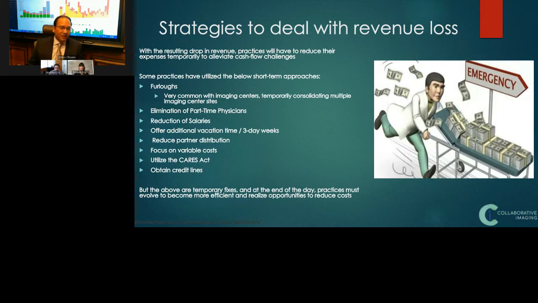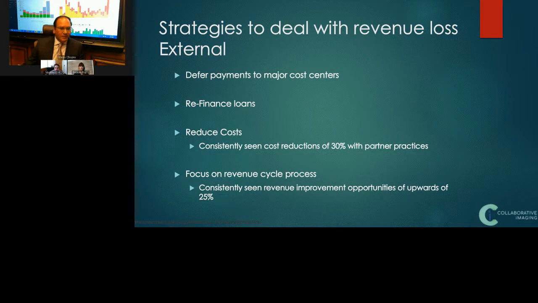The CARES Act has been a savior in many ways. People are exhausting credit lines as much as possible. But the reality is banks don't want to extend credit lines to groups when they see the decline in volume because they're concerned, is this group ever going to see the money come in again? Again, these are temporary fixes that groups have been undertaking, but the reality is that they have to become more efficient and they have to adapt and change in order to make it through this COVID pandemic. Some of the other strategies that we've seen groups use is deferring payments to major cost centers.